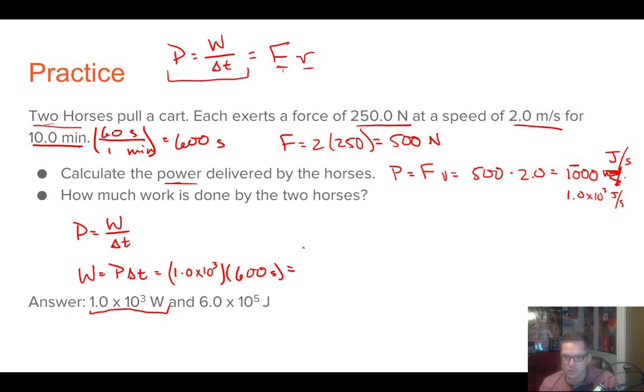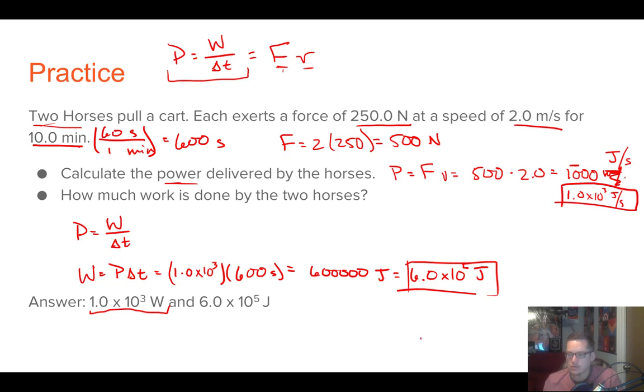So this would be 1.0 times 10 to the 3rd times 600, which is 600,000 joules, because it's watts times seconds. If we put this in scientific notation, we need 2 sig figs, so 6.0 times 10 to the 5th joules. And then 1.3 times 10 to the third joules per second. And that's what I got earlier today, so that's a good thing.